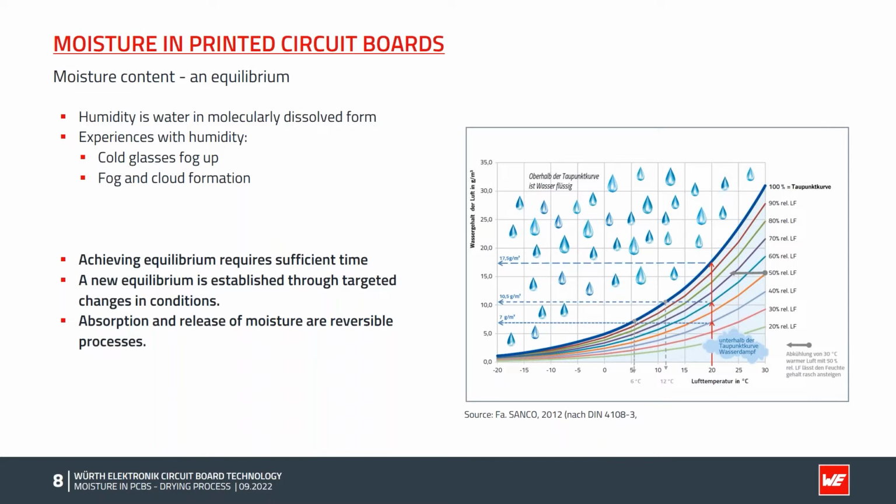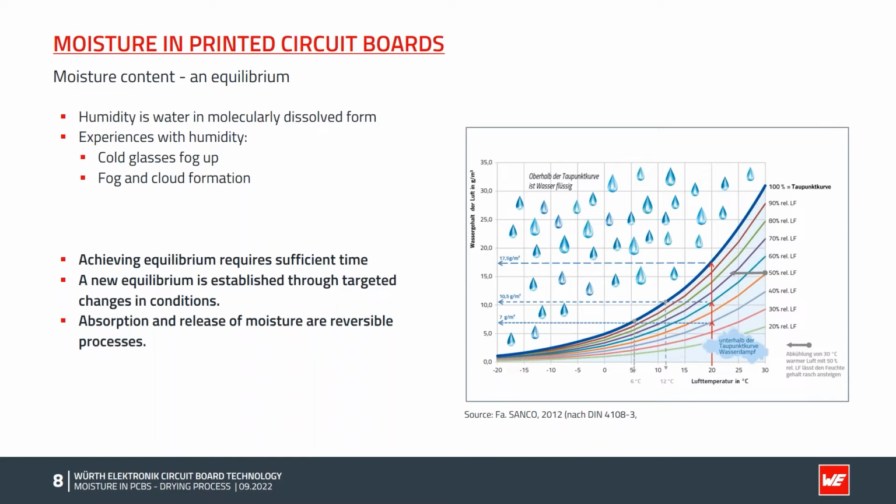So the air could take more water without forming clouds. We can see that on the right side in this diagram. We can see the temperature of the air on the x-axis, and the more temperature we have, the more water content we can dissolve in air. So reducing temperature means reducing the content of water in air. Achieving equilibrium requires sufficient time. So that's not a sudden thing. It takes time, and sometimes a lot of time.